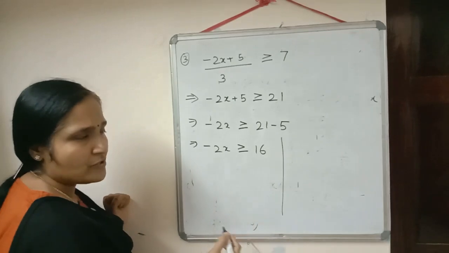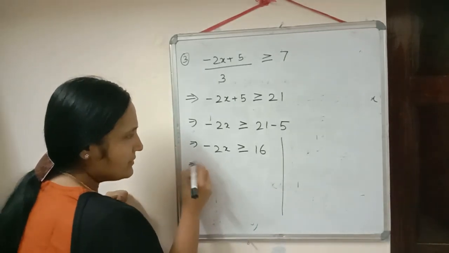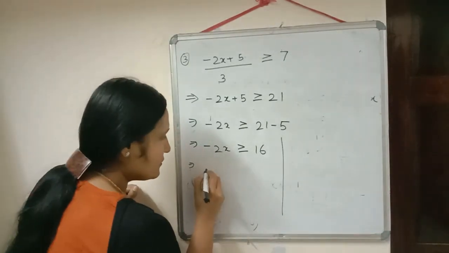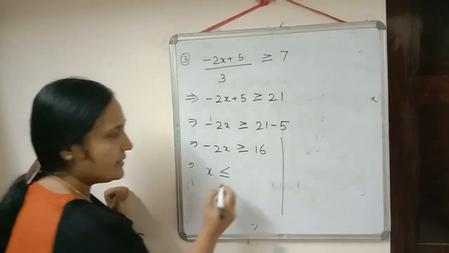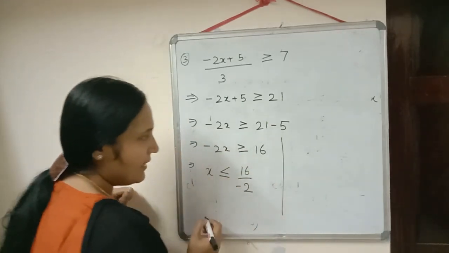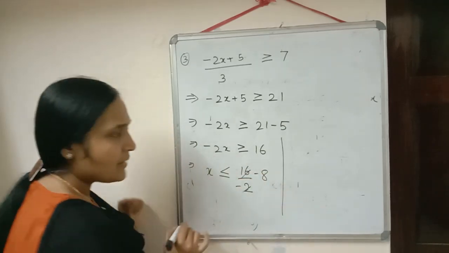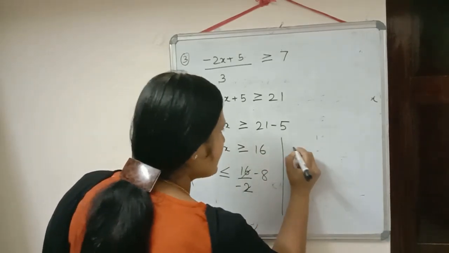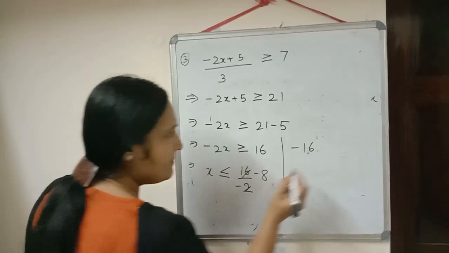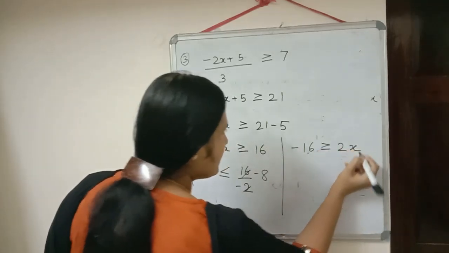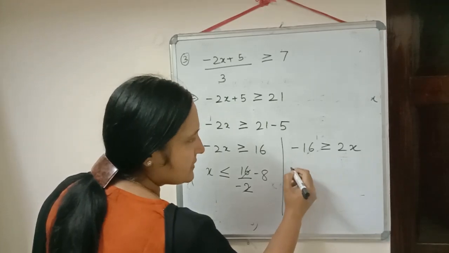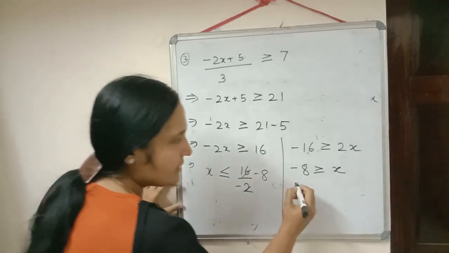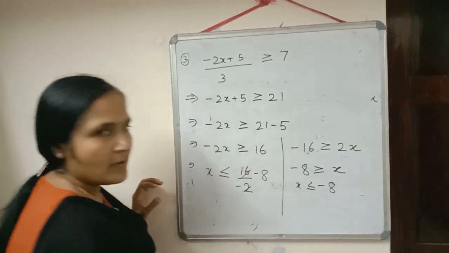Now from here it depends on you how you want to solve it. Now I am shifting this minus 2 to the right hand side and it is in multiplication. So you have to change the sign of the inequality. Then it will be equal to 16 by minus 2. You can cancel it. It will come minus 8. Correct? Or you can just shift minus 2x to the right hand side and 16 to the left hand side. Then it will come minus 16 greater than or equal to 2x. Now you can shift this 2 here. Then it will be minus 8 greater than or equal to x. Or reverse, x is less than or equal to minus 8.